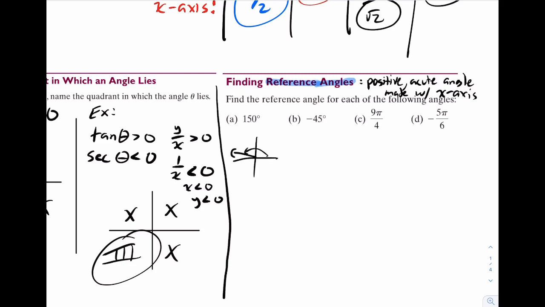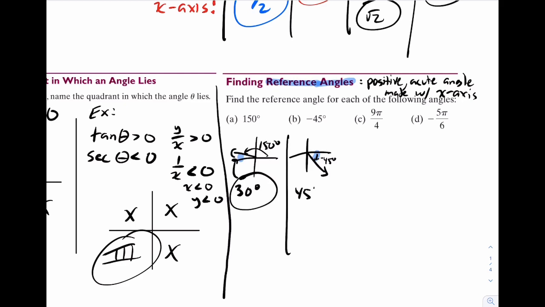So for 150, imagine we draw it. That's about right there. 150. The reference angle is that little bitty piece right there. The positive acute angle with the x-axis, and that would be 30. Negative 45, that's going down. So notice how it already is acute, it's just not positive, right? We want this part. So just make it positive. 45.